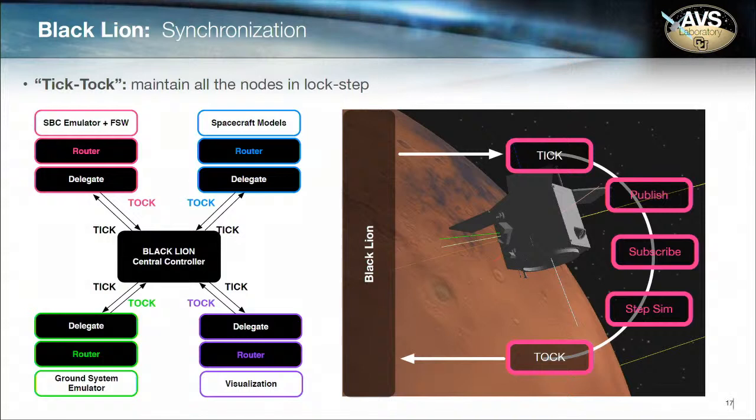So Black Lion uses a tick-tock mechanism in order to maintain all the nodes in lockstep and achieve synchronization. So the central controller sends a tick command to all the applications, and then each of them publishes its own internal data. It subscribes to fresh data from the external world, and if the application is synchronous, it steps forward for the commanded time step. At the end of this, each application talks and sits there waiting for the central controller to send the next tick, which won't happen until all the applications have talked. So this is how we achieve the lockstep.